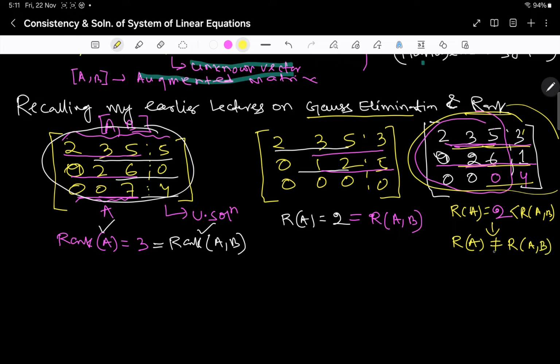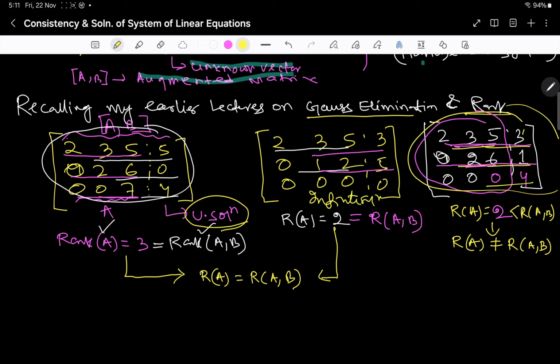Rank of the coefficient matrix is not equal to the rank of the augmented matrix. But in both these two cases, what I see, rank of A is the same as rank of AB. If this happens, then here is a unique solution, and here an infinite solution. Right? And here there is no solution. Why? Because 0 is equal to 4 is impossible here, right?